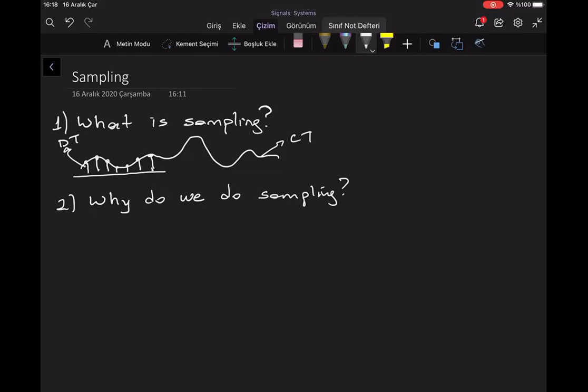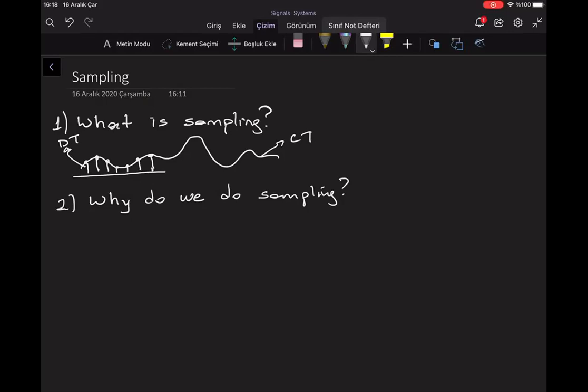Furkan says all real life signals are continuous time signals. The systems that we are using are digital systems. To process and analyze the signals, we need sampling. That's what Furkan said. So sampling is like taking samples from a continuous time signal with equal time intervals.